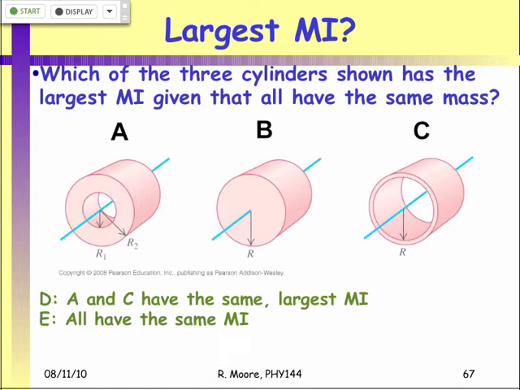Question for you now with your clickers. So consider these three objects, A, B, and C, all rotating about an axis perpendicular to the flat surface and through the center of them. Which of these three have the largest moment of inertia, A, B, C, or do A and C have the same largest moment of inertia, or all of them have the same moment of inertia?